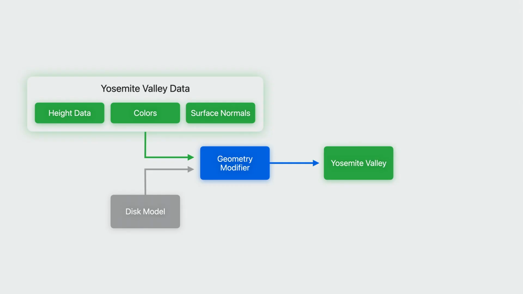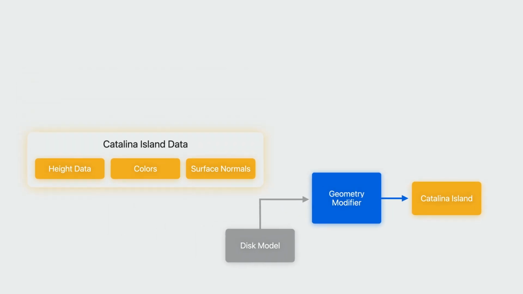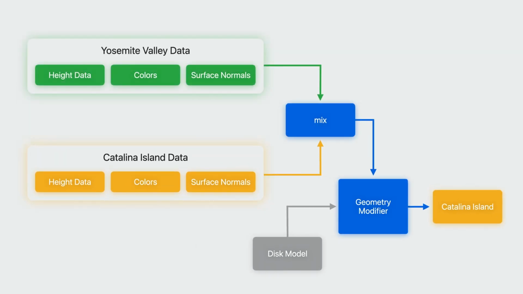Next, let's make our diorama dynamic and add the ability to morph from one terrain to another. In this case, we'll add an animated transition to change Yosemite Valley to Catalina Island. To achieve this, we'll first add another set of image nodes to our existing geometry shader. The nodes contain the heights, colors, and normals for our Catalina Island terrain. Then we'll add mix nodes to blend between these two sets of heights, normals, and colors. Finally, we'll connect a value to our mix nodes to control blending between our two sets of data.